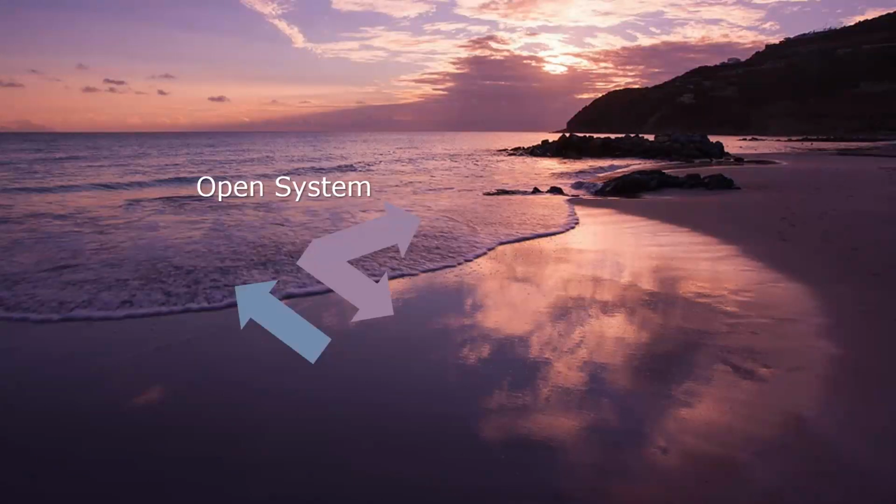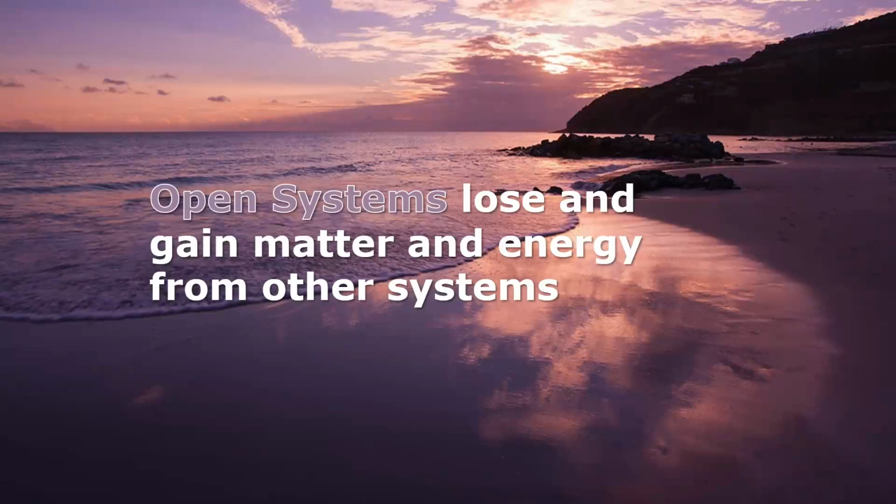And in turn, the ocean is also receiving mass and energy from other systems. The waves churn oxygen and heat into the ocean from the atmosphere. They pick up salts and other particles of silt from the coastal sediments on the beach. This is an open system. Open systems, by definition, exchange matter and energy with other systems.